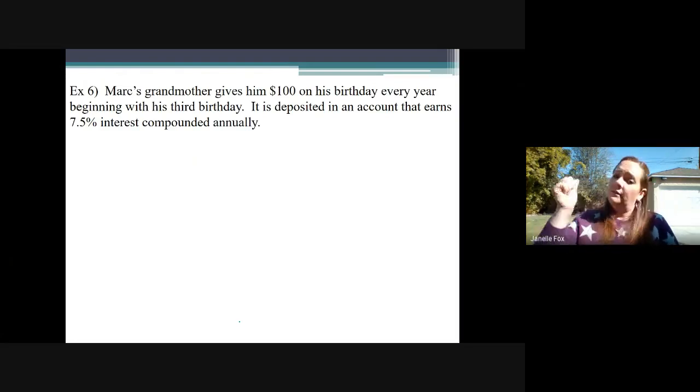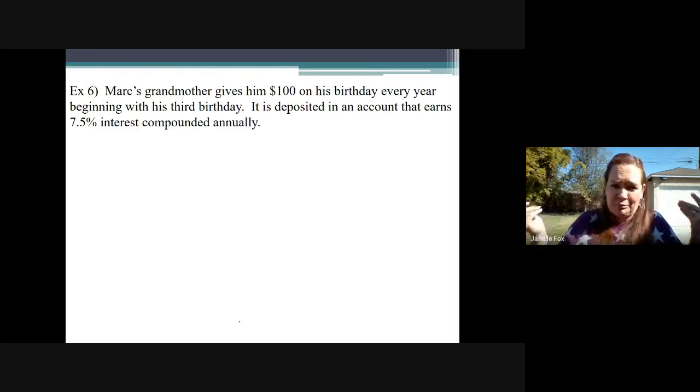We know that it's either going to be arithmetic or geometric, so let's figure it out. It says Mark's grandmother gives him $100 on his birthday every year. So generous. Pretty sure my grandma did not give me $100 on my birthday. Nope. Mark must be very lucky. Every year, starting with his third birthday, they put it in an account, and he's not allowed to touch it, and it earns 7.5% interest.